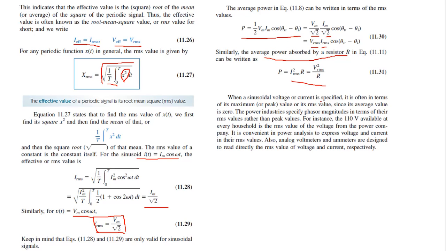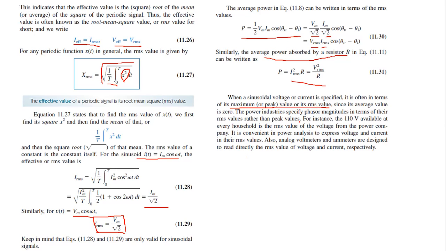When a sinusoidal voltage or current is specified, it is often in terms of its maximum or peak value or its RMS value. When we consider all the voltages and currents to be sinusoidal in nature, we know that for a sinusoid the average value is 0. So we normally consider the maximum value or RMS value of a sinusoidal signal. We do not consider the average because it is 0. So we take only the peak value or RMS value, right?